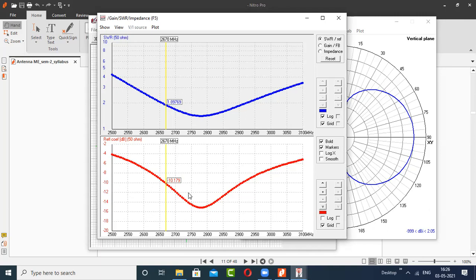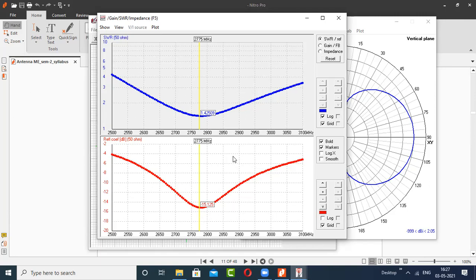How much bandwidth have you got? 240 megahertz. Okay. And what will the resonant frequency be? The center frequency, whatever frequency you have identified at lower and upper, so the mid of that. For me it is coming to 2775 megahertz, 2.78. This is the resonant frequency.